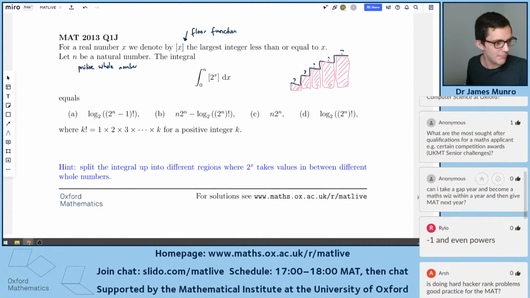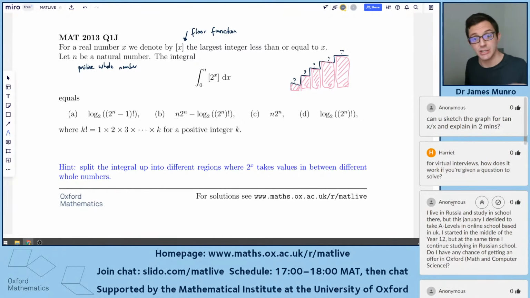Can I take a gap year, become a maths whiz, and then take the MAT next year? Yeah, so you take the MAT the year that you apply. So if you apply next year, you take the MAT next year.